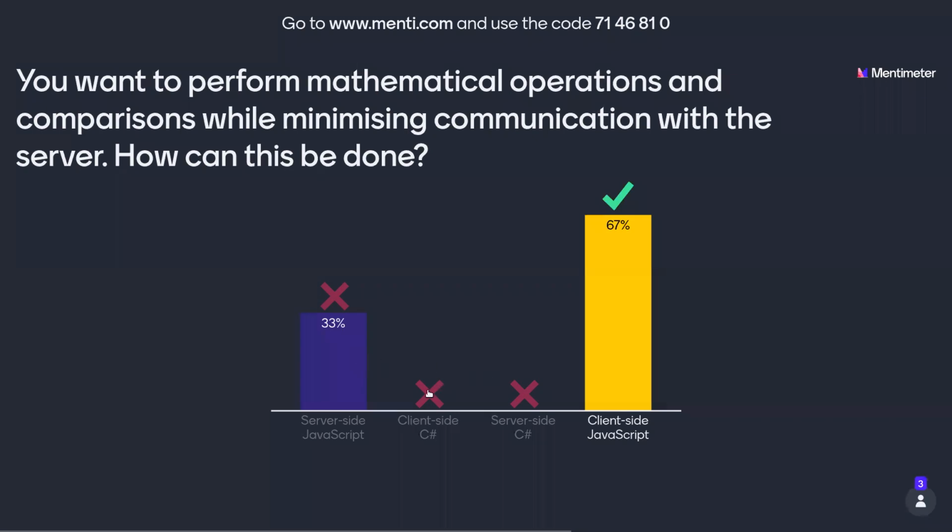Because obviously the client can't run C#. Our servers can run C#, okay? But we don't. Why wouldn't we want to use the server's C# to do these complex mathematical operations? You can see in the question, it says minimizing communication with the server. We want to minimize communication with the server. So server-side C# is not the correct answer. Client-side C#, the client can't run C# at all.